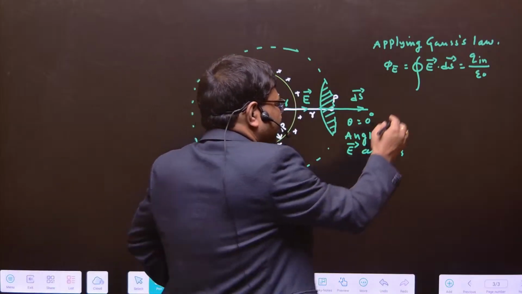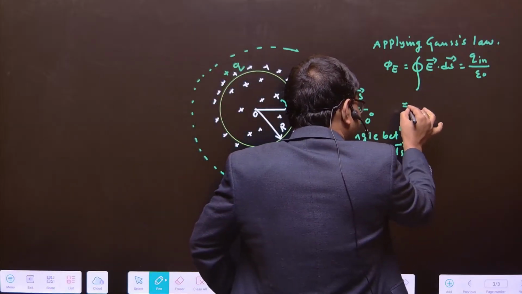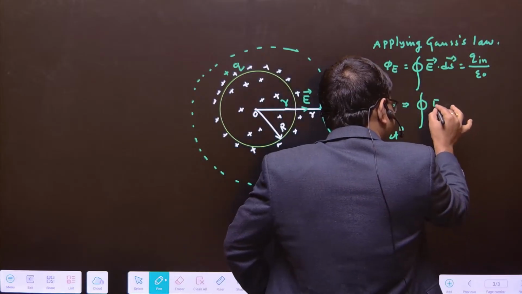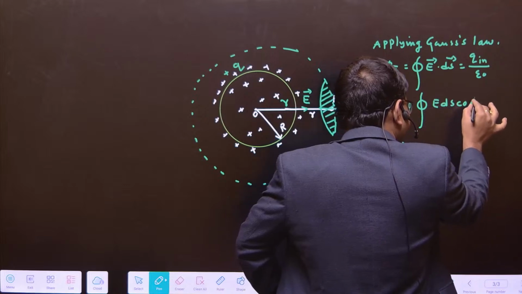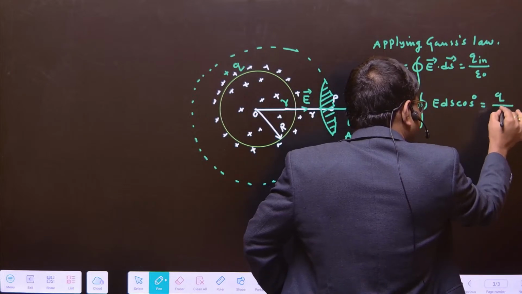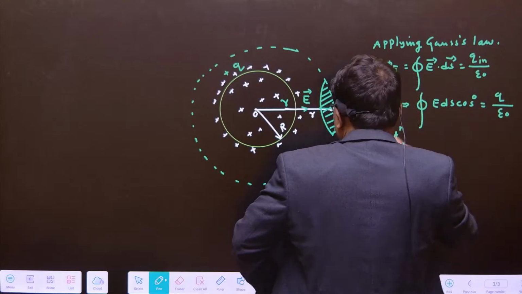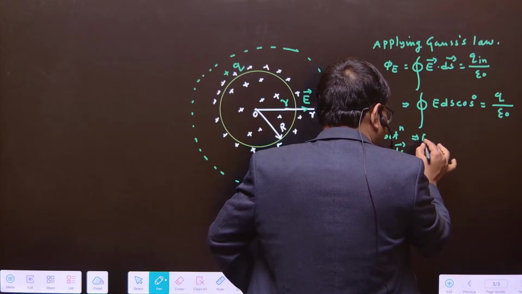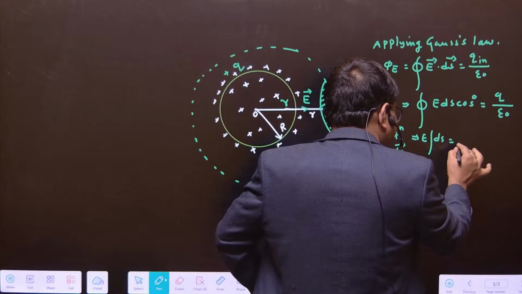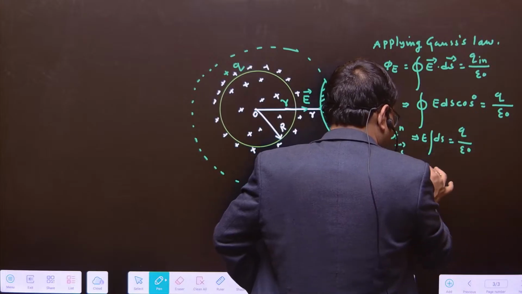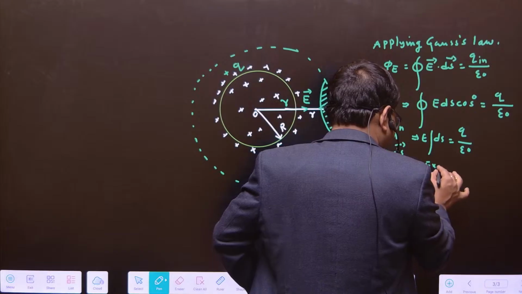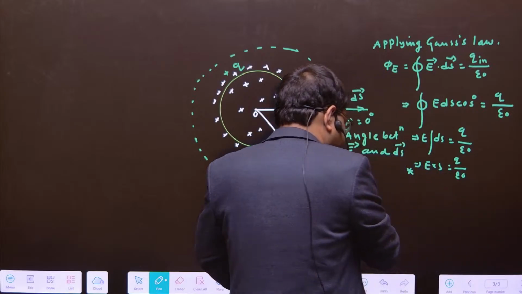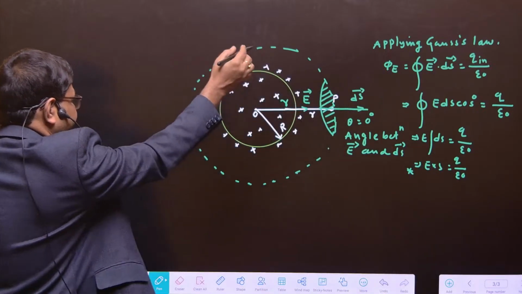Okay, so break the dot product here. Now see, E dS cos 0 degree is equal to Q in divided by epsilon naught, where Q in means total charge, which we have taken as Q, and cos 0 degree is 1. E comes out of the integration, so E times the integral of dS is equal to Q divided by epsilon naught, that is, E into S is equal to Q by epsilon 0. This portion I am writing in this direction, and that equation I am writing again here.